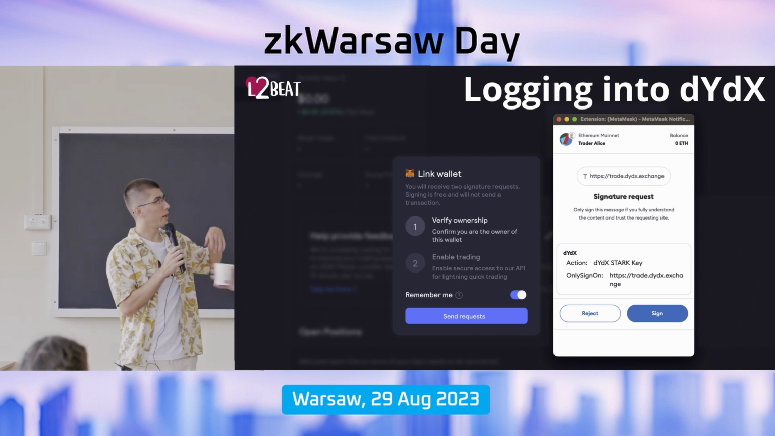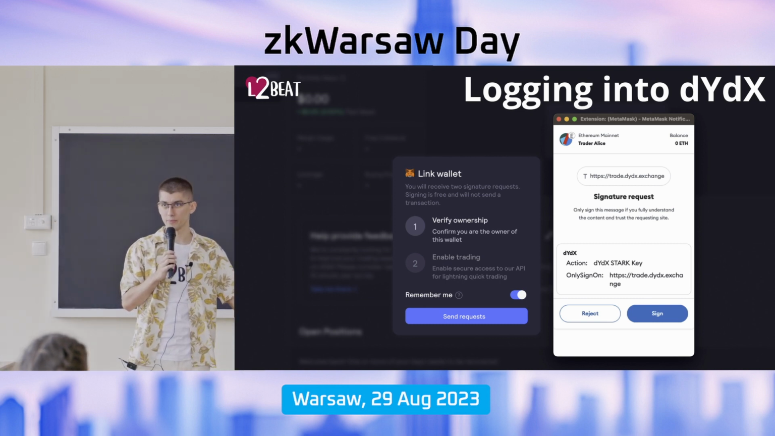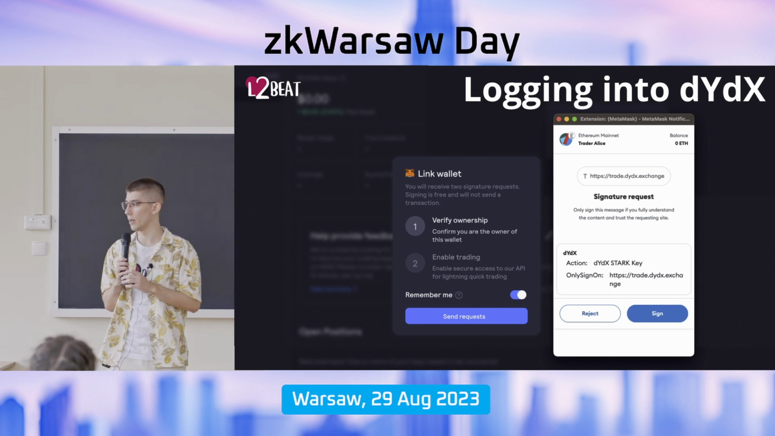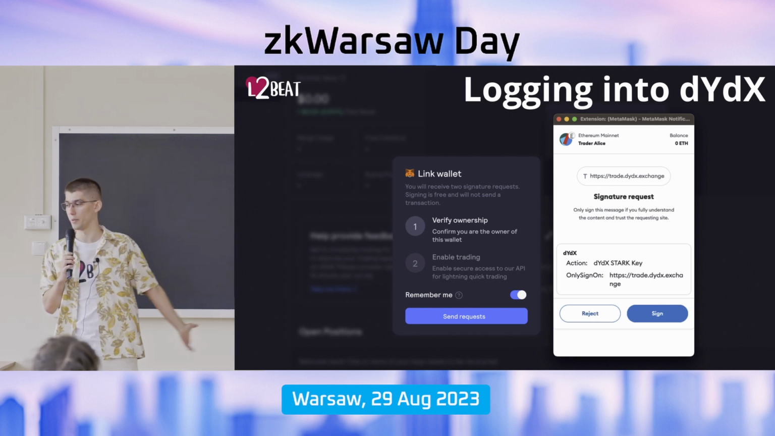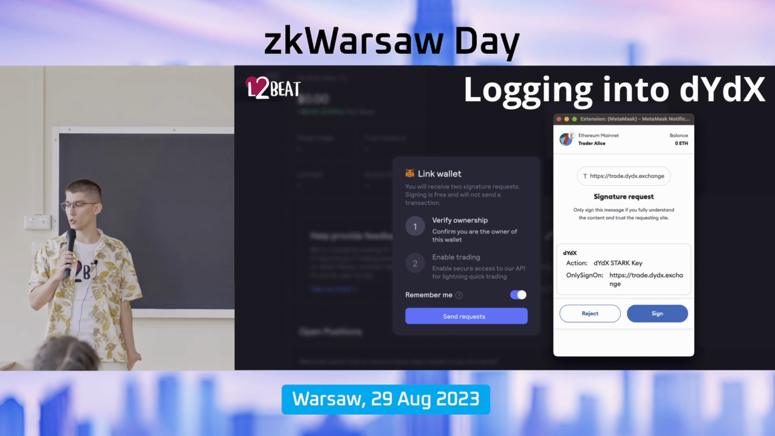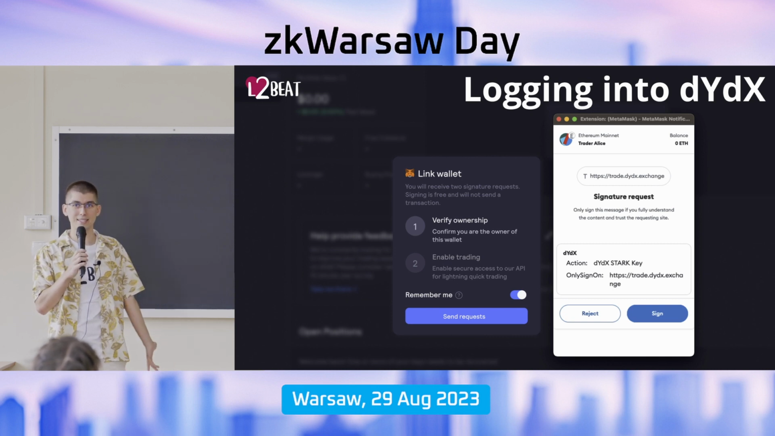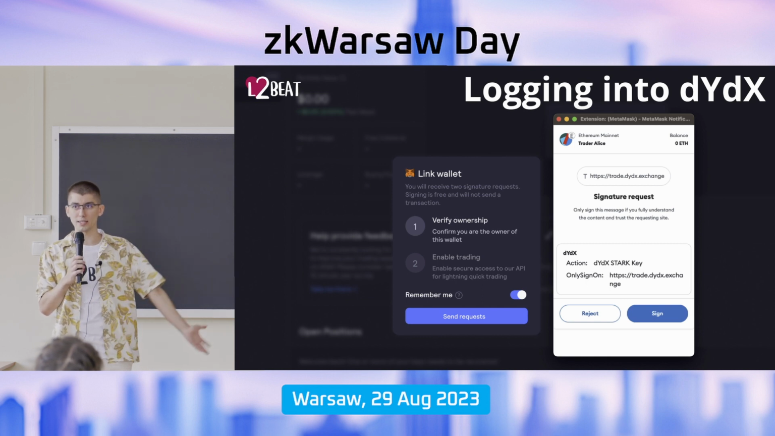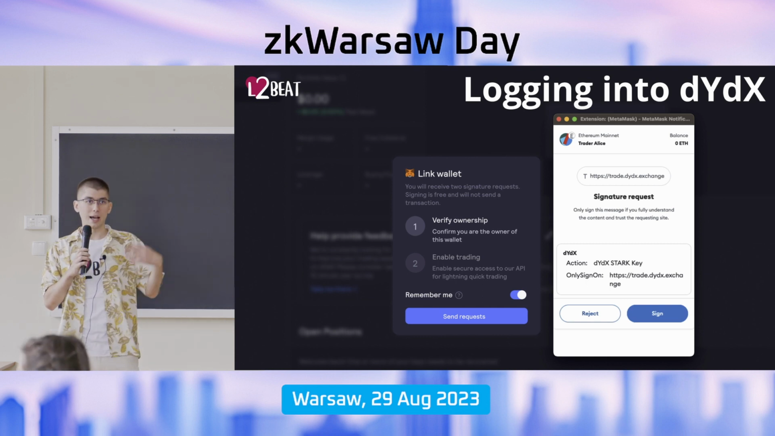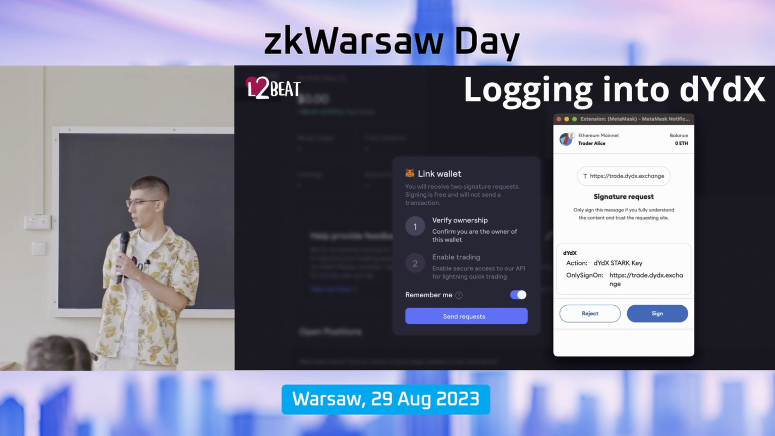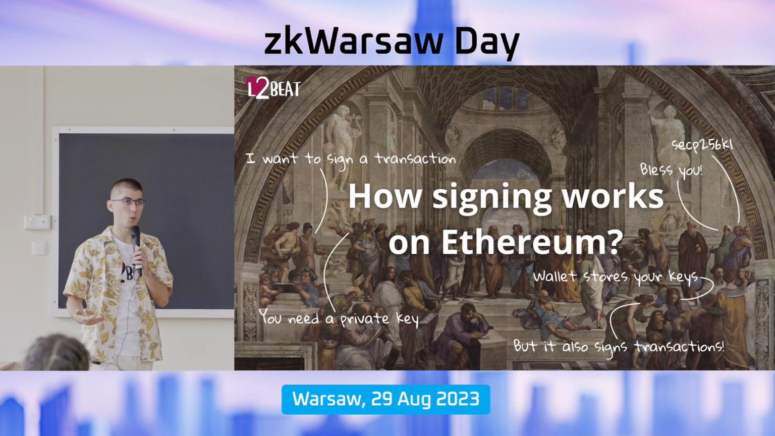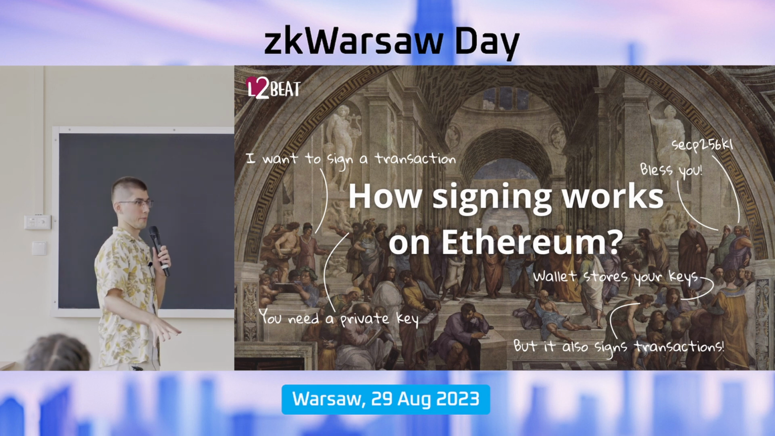So when you log into DYDX, you're presented with a pop-up in MetaMask that says to do something with the DYDX Stark key. And that's exactly what I'm going to talk about today. What is it? Why do we need it? How does it even work? And all of that. So how exactly does signing work on Ethereum?